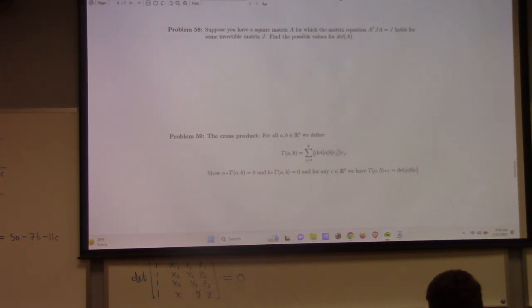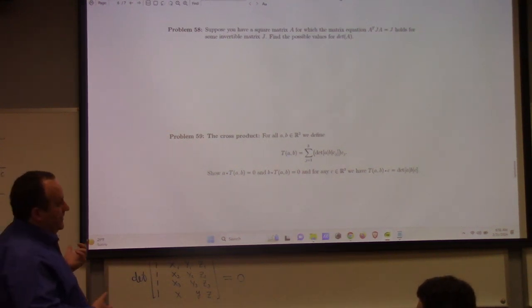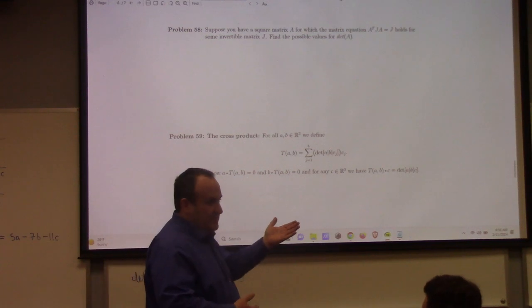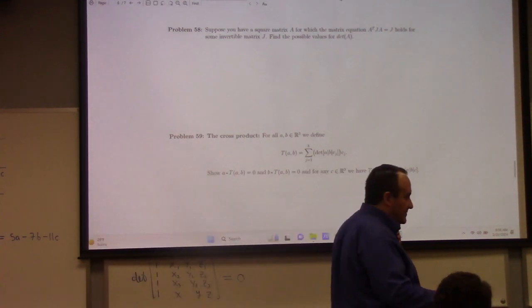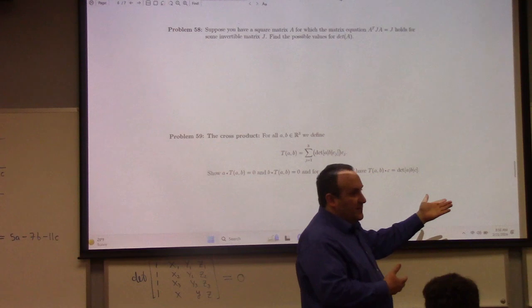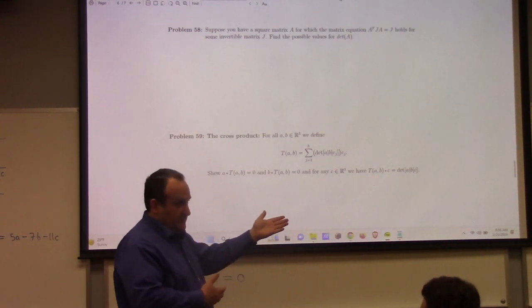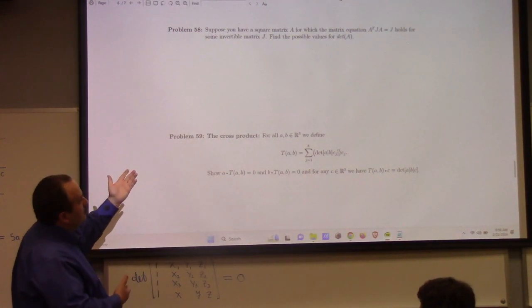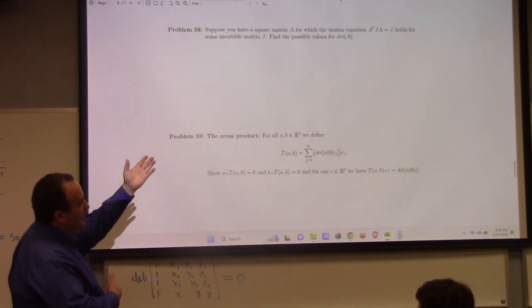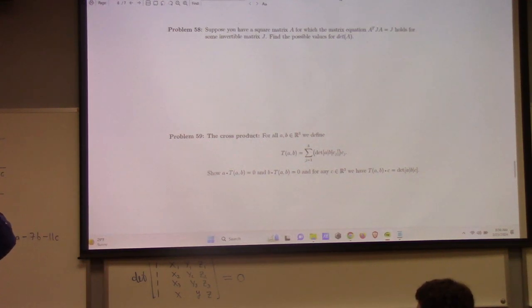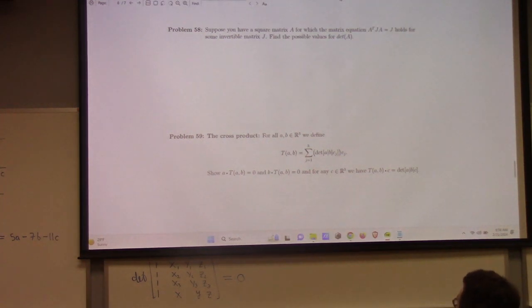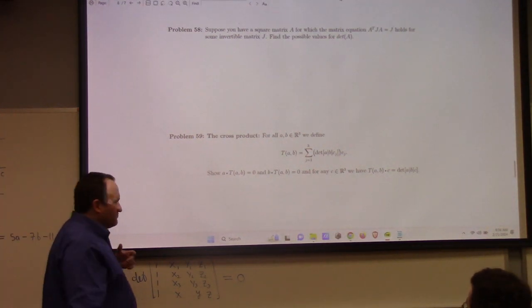By the way, problem 58, this is not hard. What I did in example 2 is almost a solution to this problem, right? All you need to do is take the determinant of the defining equation and see what happens. The fact that J is invertible shows you the determinant of J is non-zero. So 59? Oh, this one.